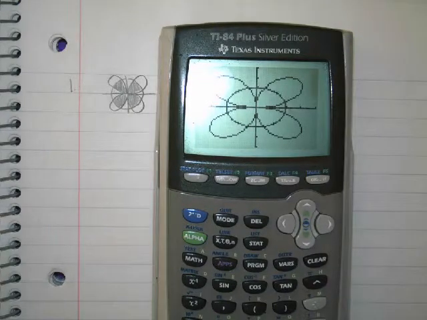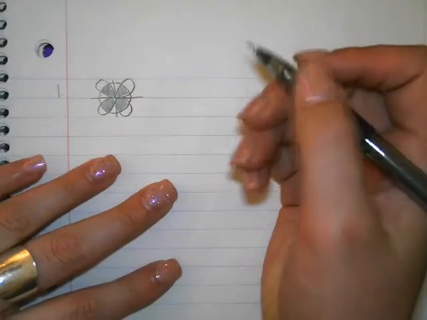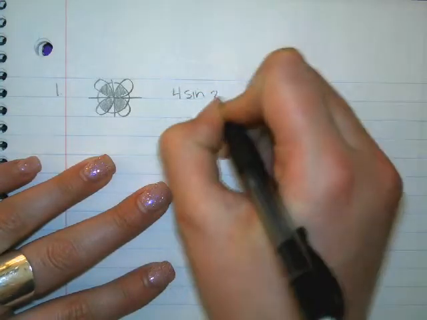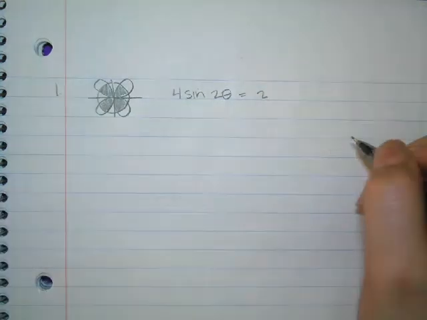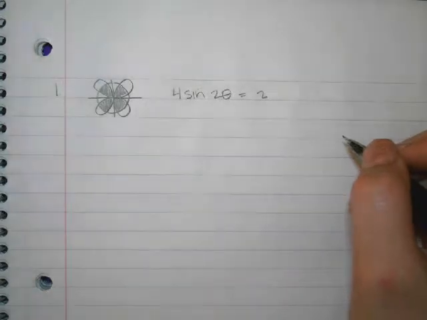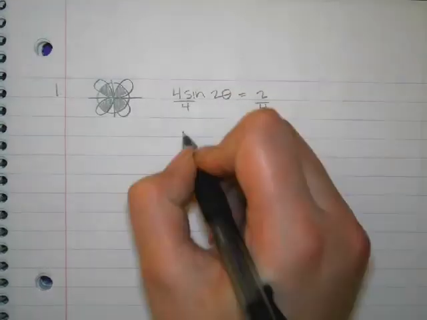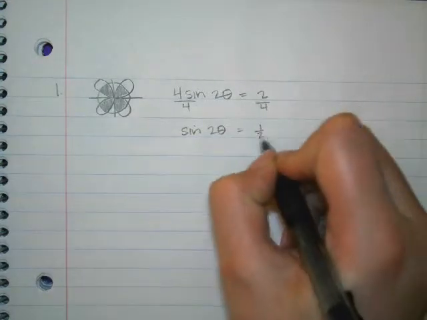All right. So what's the next process if we look at the example problems? Yeah, find where they intersect each other, and how do we do that? Set them equal to each other. So we're going to say 4 sine 2 theta equals 2. And how do we solve this? Divide by 4. Sine of 2 theta equals 1/2.